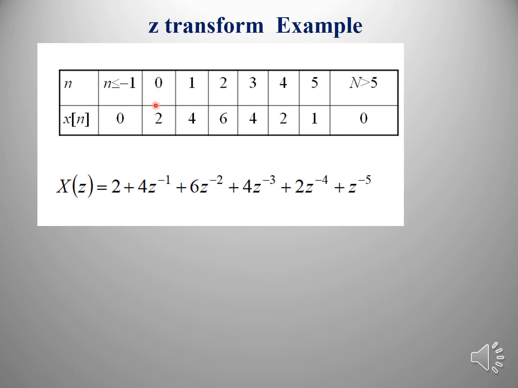It starts from n equal to 0. The first valid coefficient is 2. Therefore, it is going to be 2 plus 4 into z minus 1 plus 6 into z minus 2 plus 4 into z minus 3 plus 2 into z minus 4 plus 1 into z minus 5. Therefore, the instances of 1, 2, 3, 4 and 5 are converted to indices minus 1, minus 2, minus 3, minus 4 and minus 5. Here also the indices will be z power minus 0, which is equal to 1, thereby resulting in x of z is going to be equal to just the constant 2.